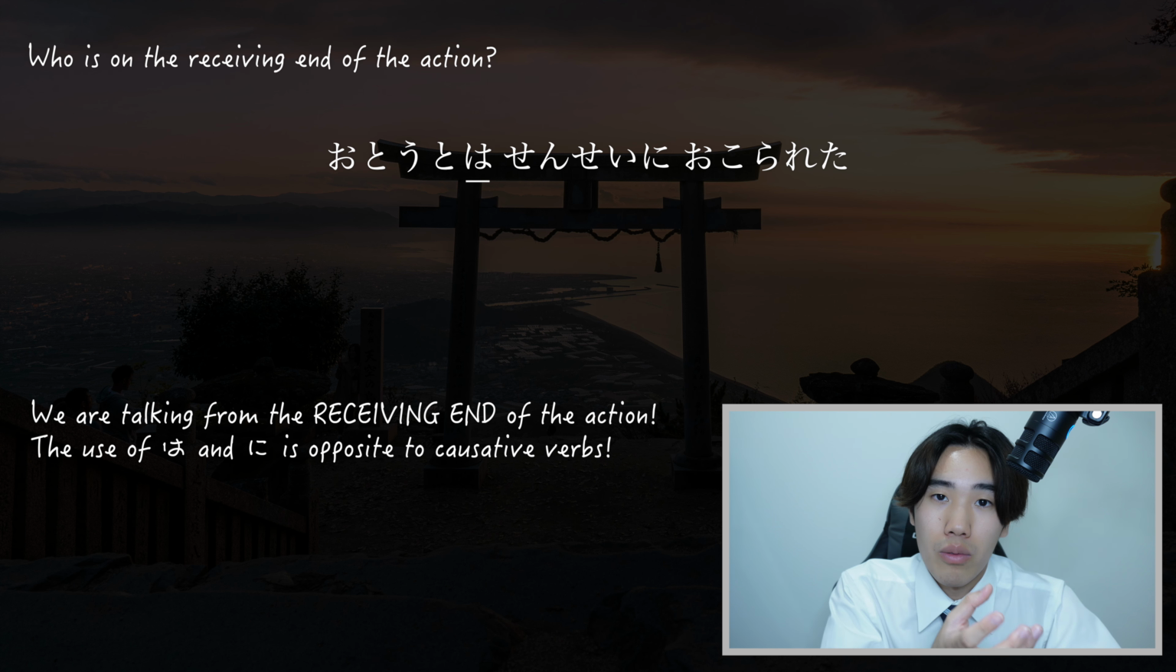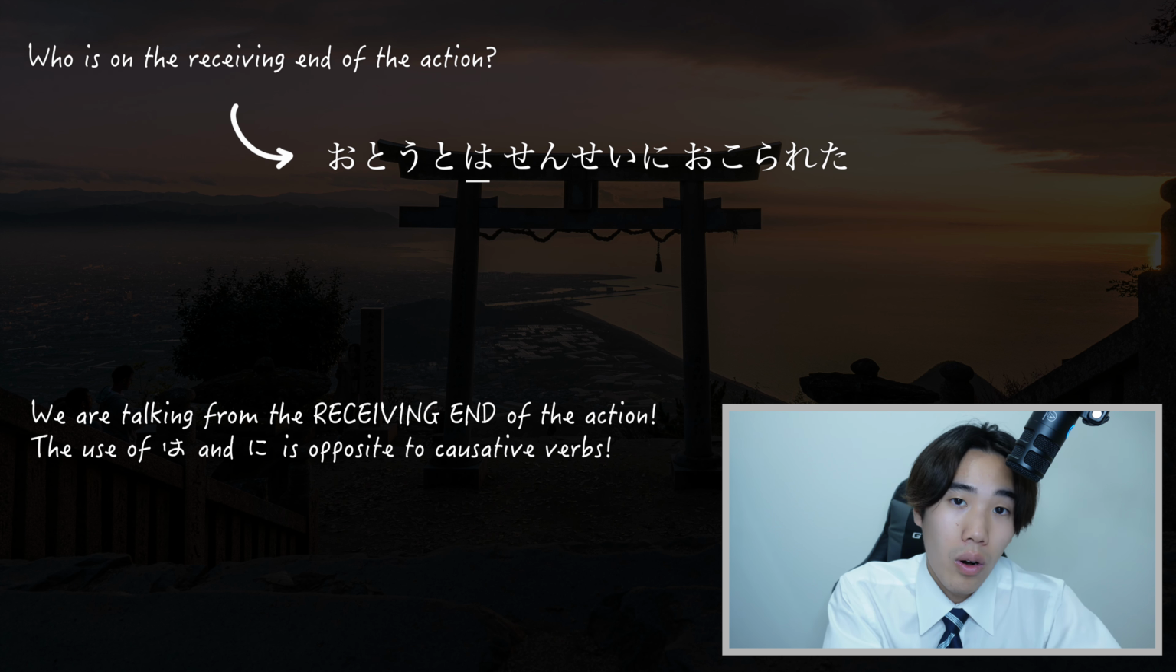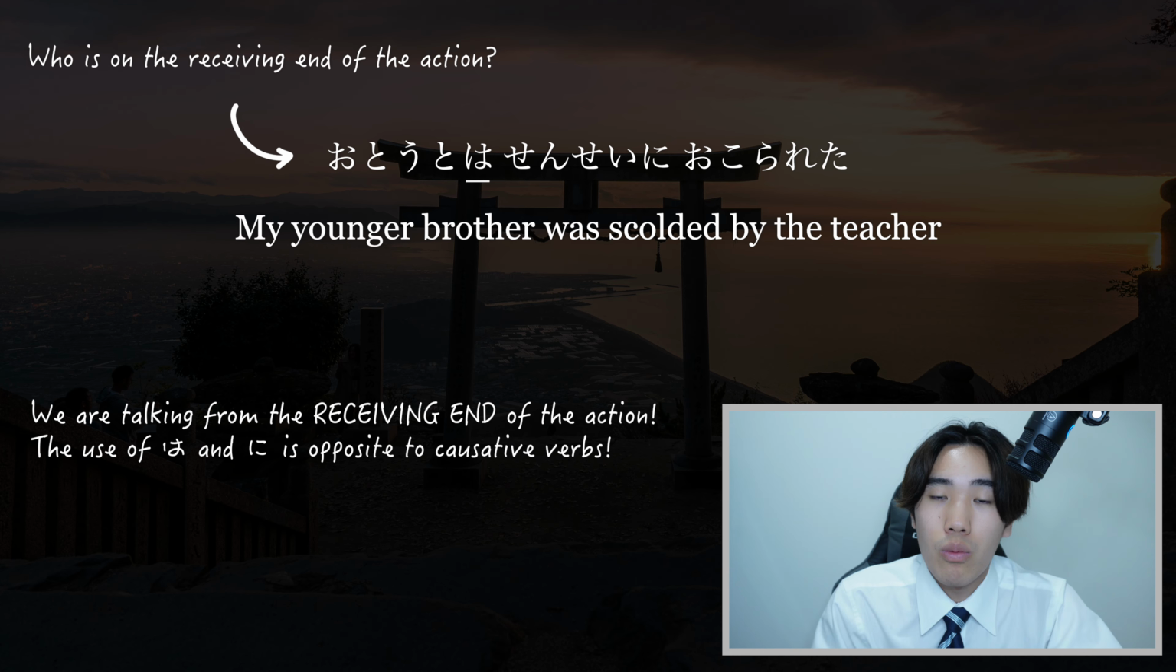The person who is on the receiving end is ototo, or little brother. If we translate this sentence, it turns into, my younger brother was scolded by the teacher. And therefore, the person who is on the receiving end is the little brother. And we use the sentence particle wa to specify that.